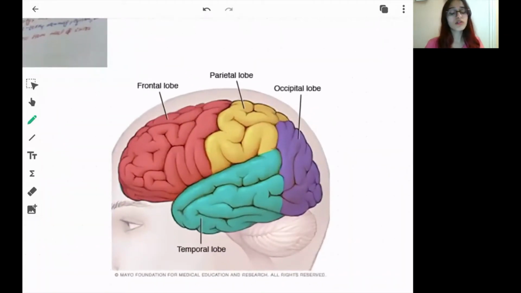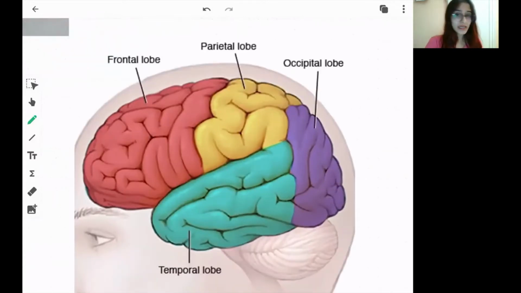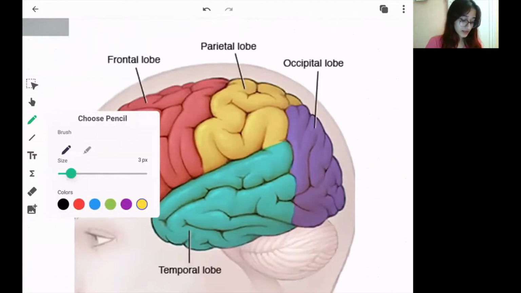And in this picture, you right now can't see the insula because it is covered by the temporal lobe. There are many sulci and gyri, as you can see in this picture. The sulci are the grooves and the gyri are the bulges. Let's talk about the main sulcus first.